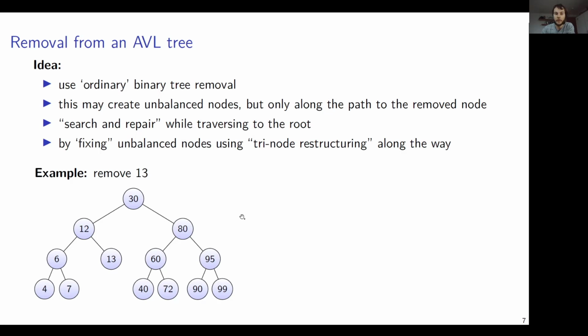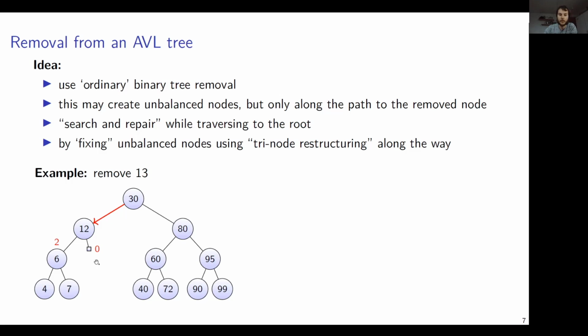So let's look at an example of that, and this time let's remove an element. Let's remove 13 in this tree. Since 13 has 2 children which are null, we can simply remove it. We just do this with ordinary binary search. We look at 30, 13 is lower than 30, so we go here. It's higher than 12, so we go here. We find it, and then we remove it. Now we go up, and each time check whether the heights of the subtrees are the same. Immediately with the 12, we already see that this subtree has a height of 2, and this subtree has a height of 0. So we're going to need this tri-node restructuring to fix this.